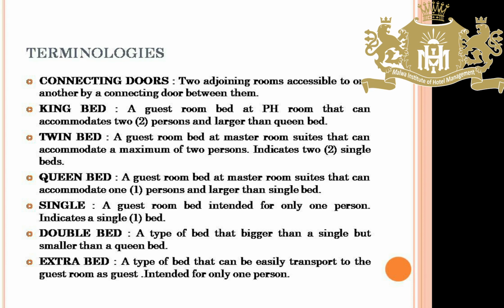Indicates a single, one bed. Double bed, a type of bed that is bigger than a single but smaller than a queen bed. Extra bed, a type of bed that can be easily transported to the guest room, intended for only one person.